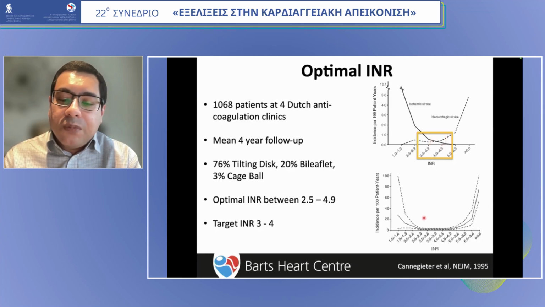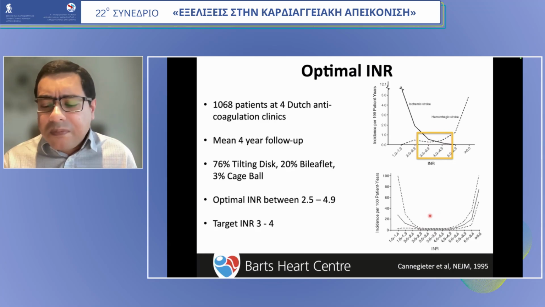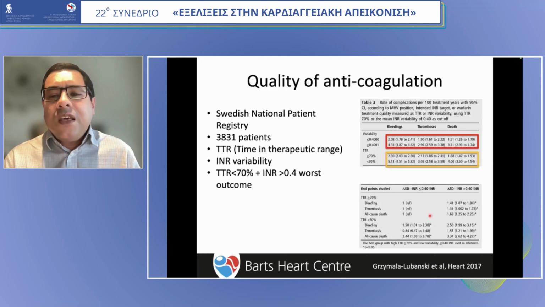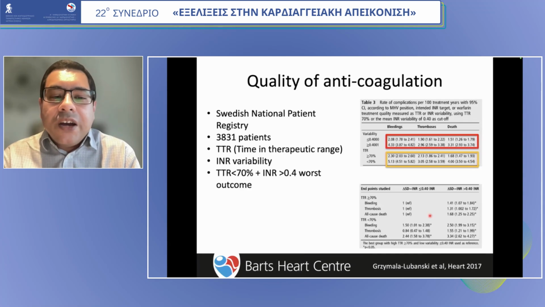And you see the same on the bottom, at INR 3 to 4 is where you have the lowest ischemic stroke, but also the lowest risk of bleeding. And that's where most of our data on the optimal INR to prevent thrombus comes from. But it's not only the INR level, it's also the quality of anticoagulation.